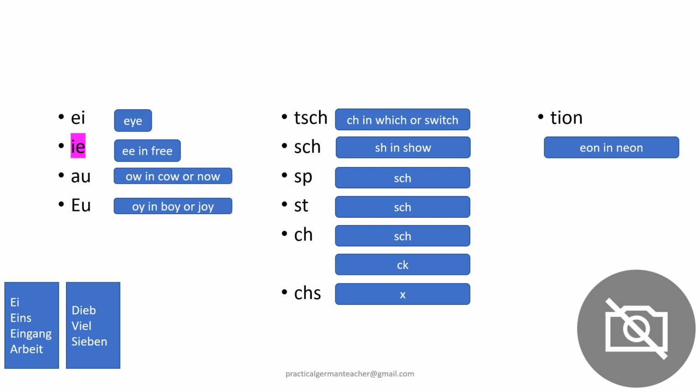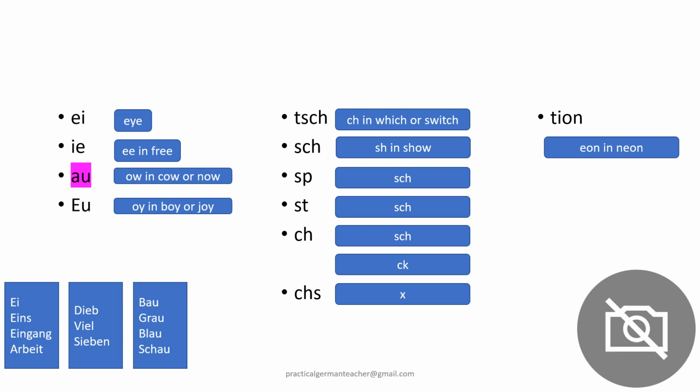Then the combination I, E, think of it as pronouncing it as the E in the word "free". So Dieb, viel, sieben. Dieb is thief, viel is much. Remember, much and not many. Sieben is the number 7. Then you have AU. So when you want to pronounce AU in German, think of the "ow" of cow or now. Examples are Bau, Grau, Blau, Schau.